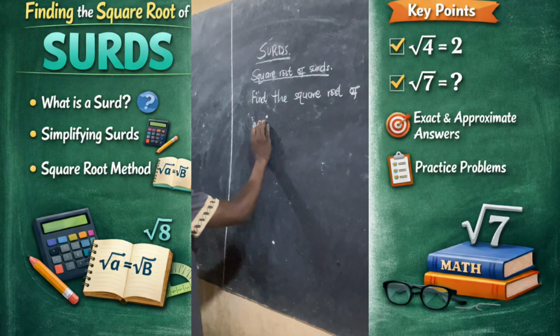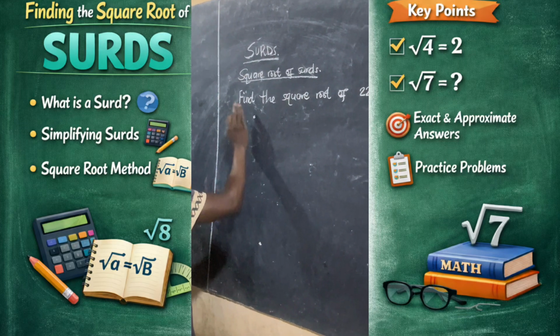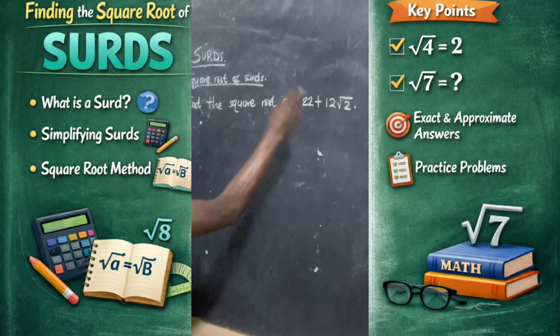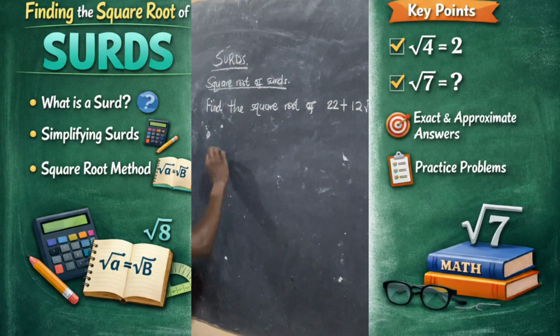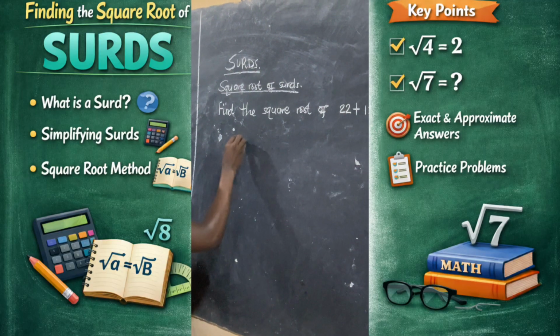Still on the series of surds, we are going to look at finding the square root of a surd. Surds have square roots also. So, how do we get the square root of a surd?